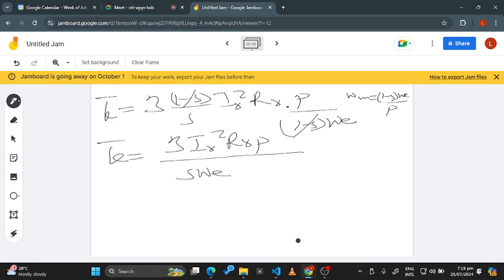Okay, so we made progress. If you know the current through the rotor, you know the rotor resistance, you know the pole pair and the synchronous speed, you can determine the torque. What if we don't know the current? Okay, but we know a voltage.